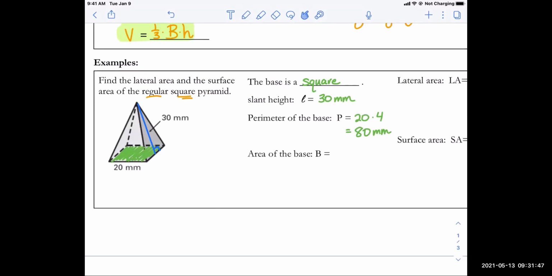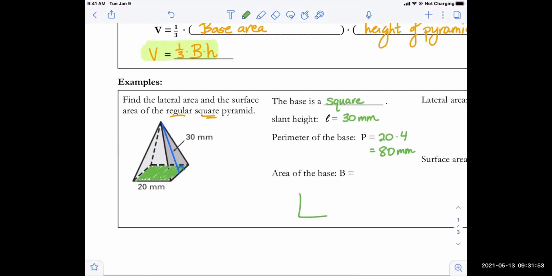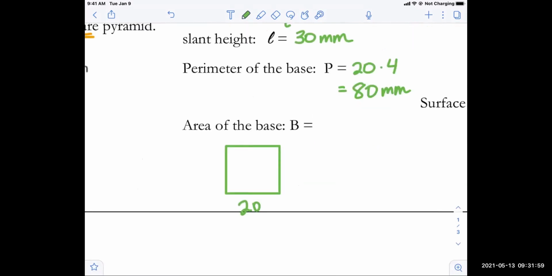Gabe, what kind of base is that? If you have a square and this side is 20, what's its area? 400. Yeah, so remember it's a square, so it's just side squared, 20 times 20. It'd be millimeters what? Squared.